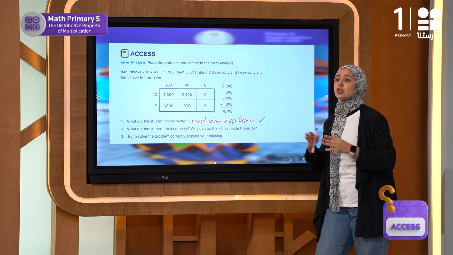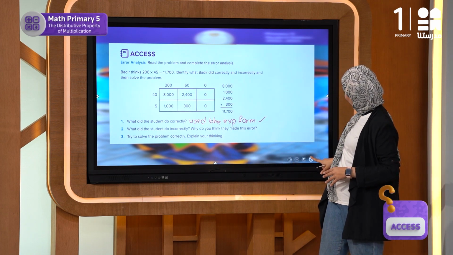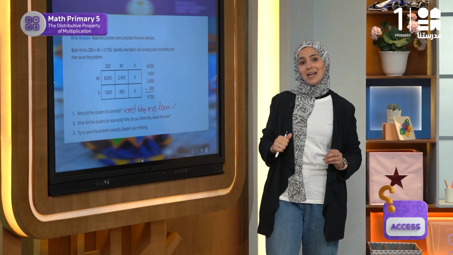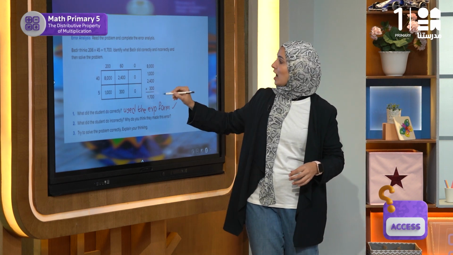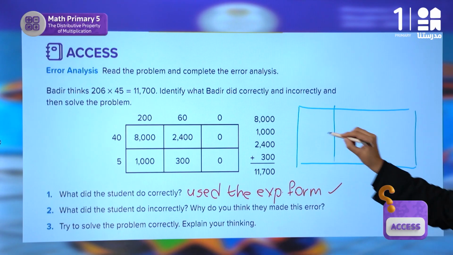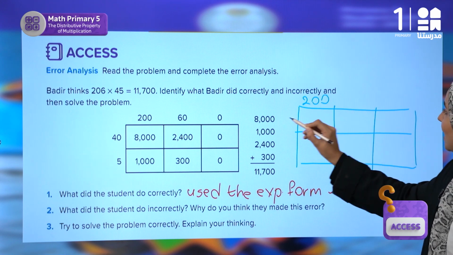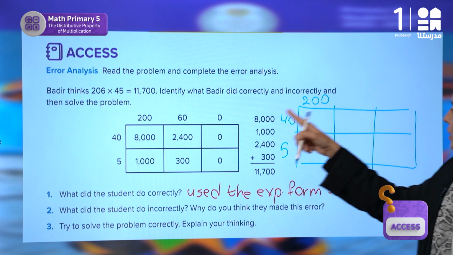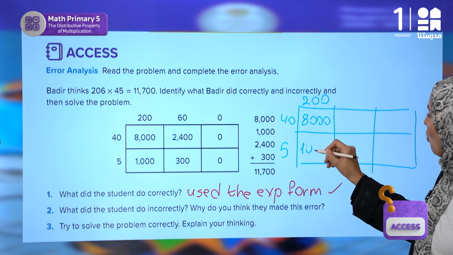So the correct solution will be as follows. Let's correct it. So I need to do the following. Do you remember what we said last time? When we have a 0 in the middle, we write it so that we don't get confused. I'm going to rewrite it over here in a better representation. So the first column is correct. Let's rewrite it. Here I have 200, here I have 40, here I have 5. So I'm going to write and copy the numbers. Here I have 8,000, here I have 1,000.